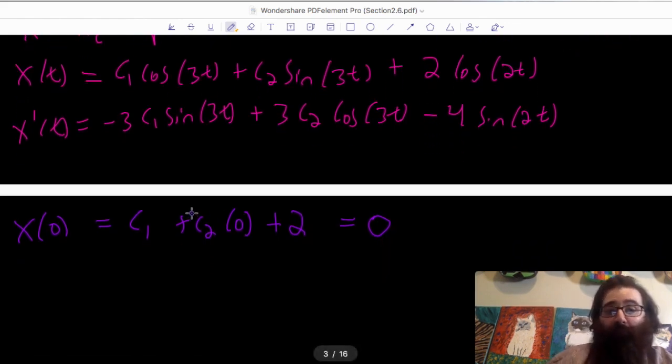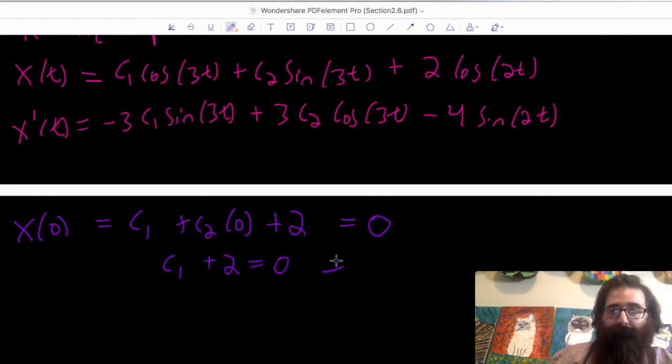But now this would solve right away. c sub 2 times 0 is 0, so that term's gone. So c sub 1 plus 2 is equal to 0. Means that c sub 1 is equal to negative 2.